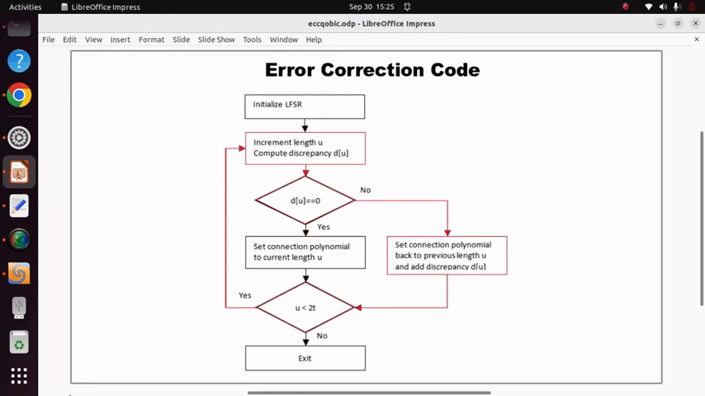If the discrepancy is not zero, then go back to the previous good length shift register and add the discrepancy to it so that there's no more discrepancy, and continue incrementing the length of the register. The algorithm will find a shift register with a length that results in a discrepancy of zero for all syndromes.